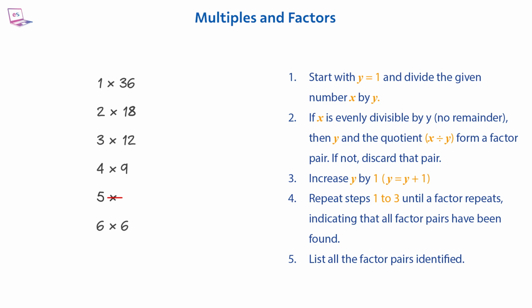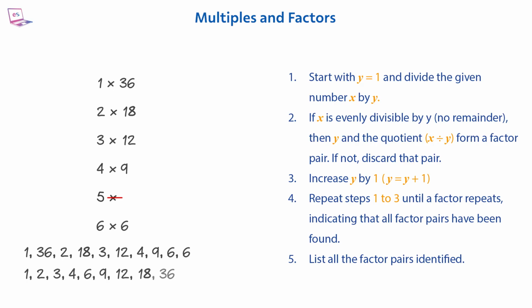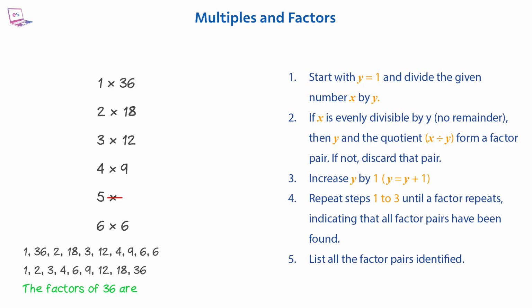Now, it's time to write down all the factor pairs. 1, 36, 2, 18, 3, 12, 4, 9, 6, 6. Let's arrange the numbers in ascending order and remove the duplicates. 1, 2, 3, 4, 6, 9, 12, 18, 36. The factors of 36 are 1, 2, 3, 4, 6, 9, 12, 18, 36.